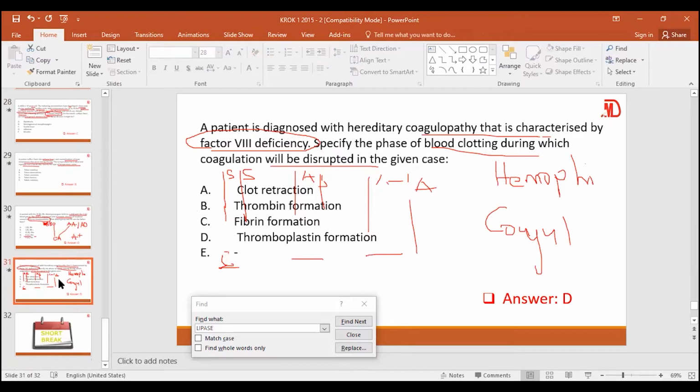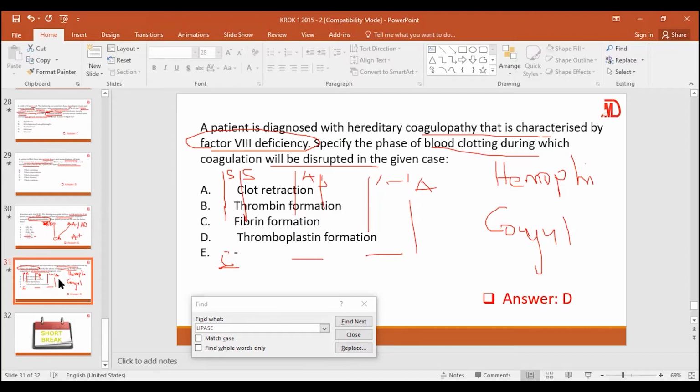Thromboplastin, when there is a deficiency of thromboplastin, it means there's factor 3 deficiency. But when there is a deficiency of factor 8, that's a different thing altogether. That's a coagulating factor altogether that is going to disrupt the whole process. Do you understand me? That's why I'm saying that personally, in a way, I'm not convinced with the answer.